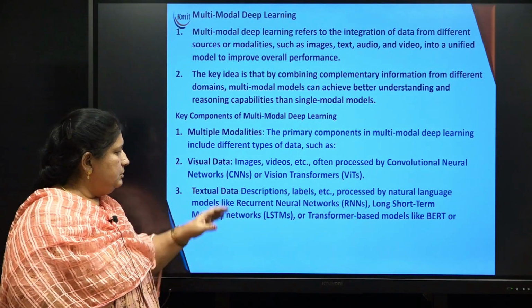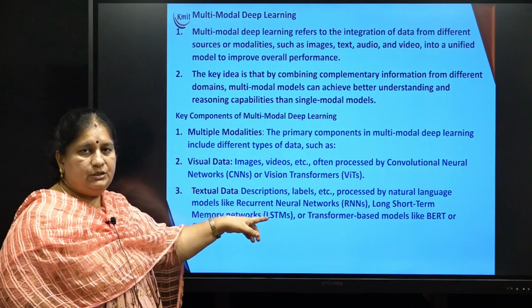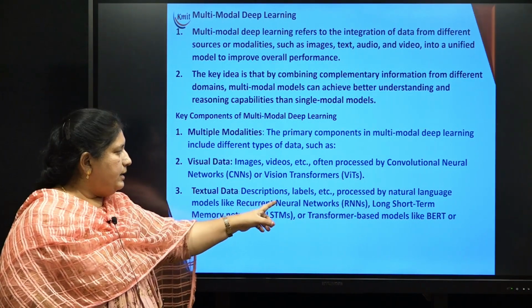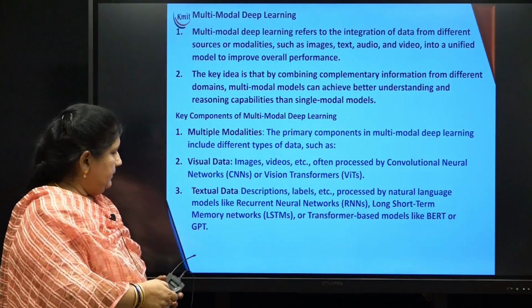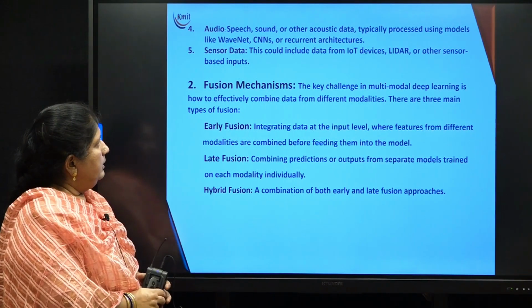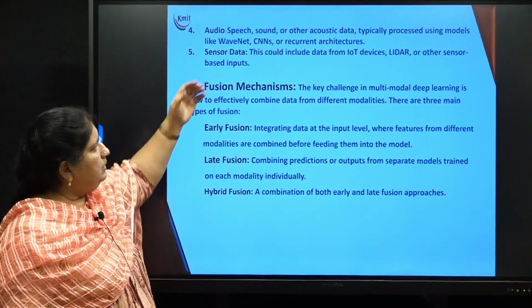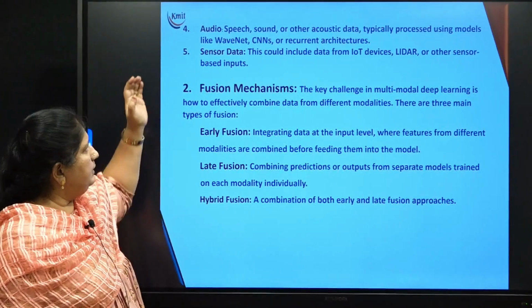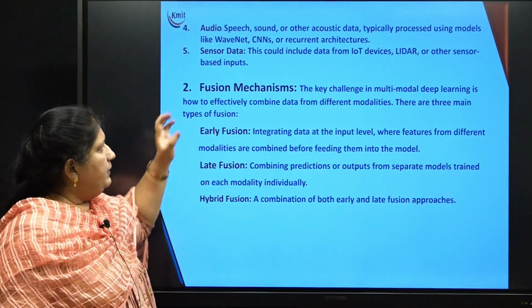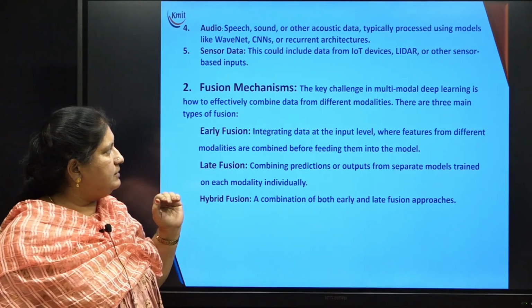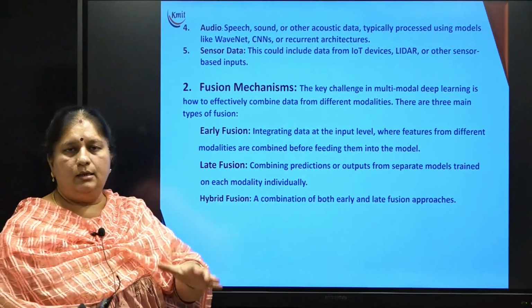How are we going to generate the caption for an image, or how are we going to process the features of the image and generate it? For that we are using RNN or LSTM, transformer-based models likewise. Then how do I work with audio, speech, sound or other acoustic data? Typically processed using models like WaveNet, CNN or RNN architectures. Sensor data, when the data is coming from various IoT devices and sensors, then we are going to have that data under the data set.